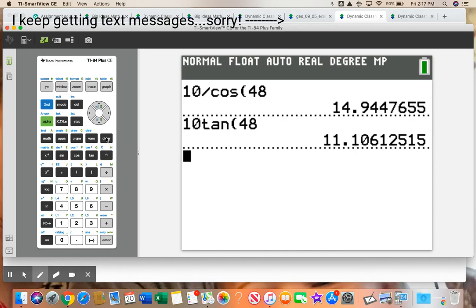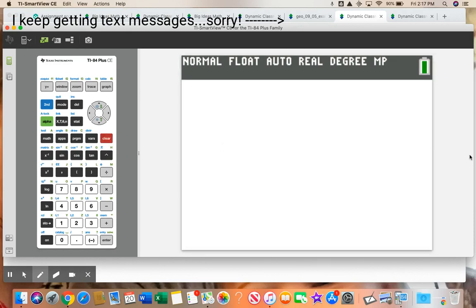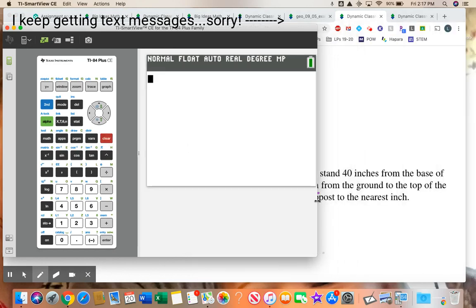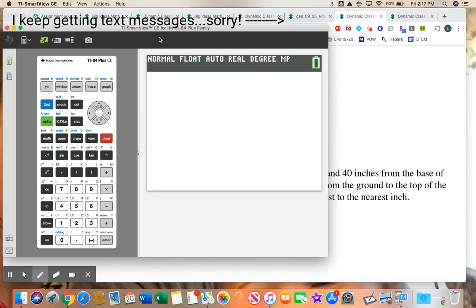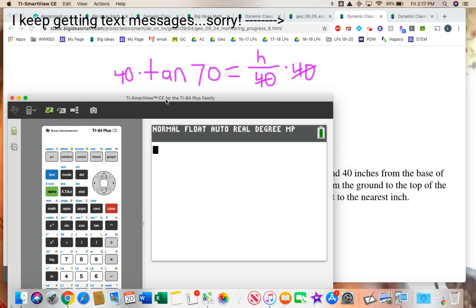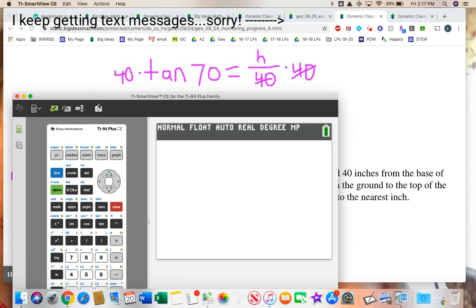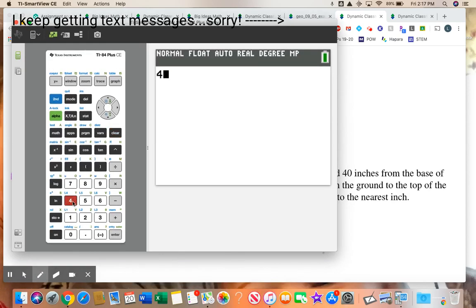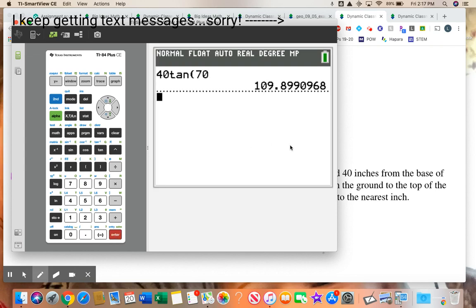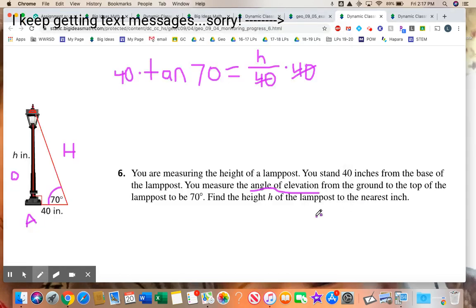So on the calculator, just clear out that last problem. We were doing, for this one, 40 times tan of 70. 40 times the tangent of 70. So about 109.9, which would be about 110 inches in this case. So about 110 if we rounded.